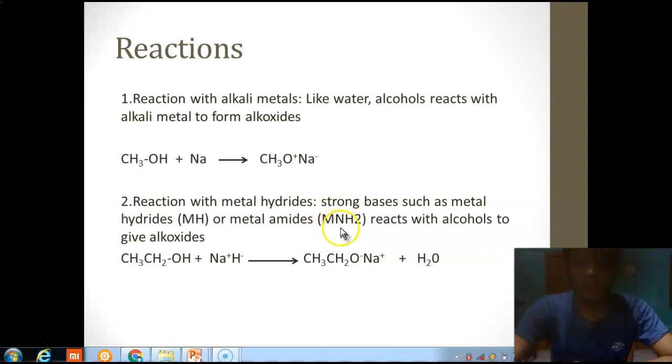Okay, so if it reacts with metal amides, what will it give? It will give this instead of NaH. If it reacts with NaNH2, that is sodium amide, what will it give? It will give alkoxide along with ammonia. Okay, so remember this one.